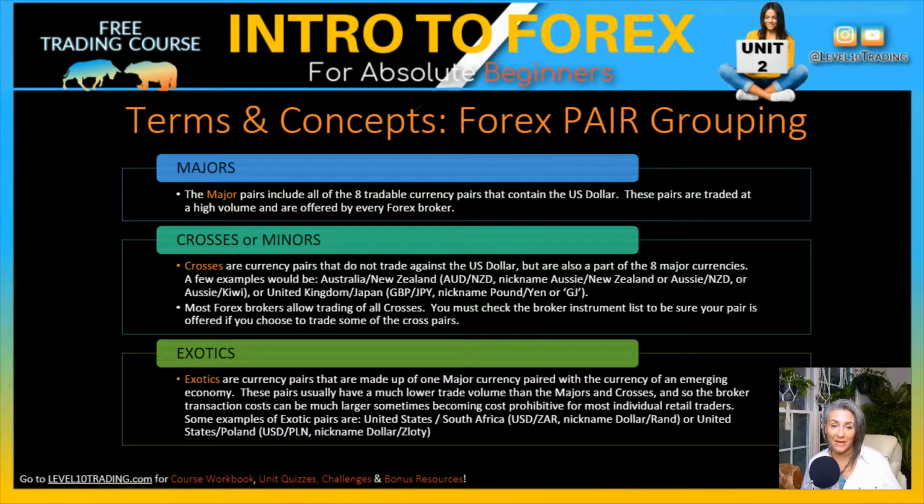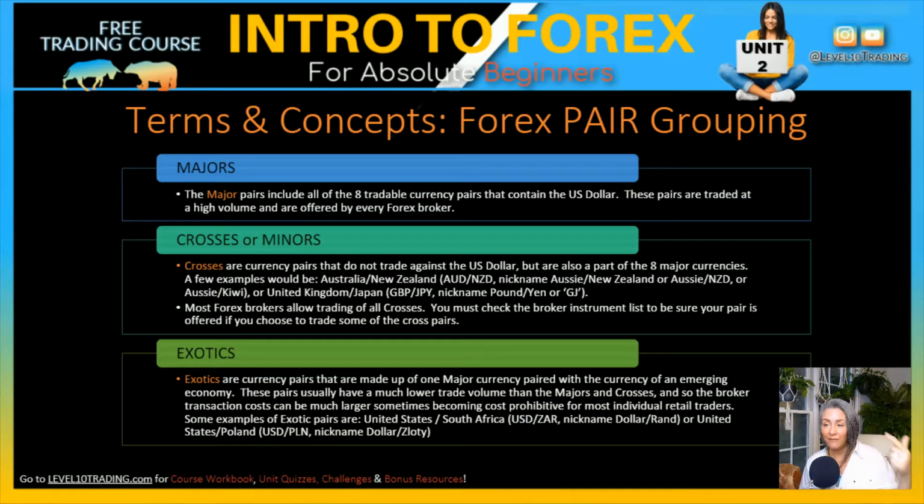Now, the major pairs include all of the 8 tradable currency pairs that contain the US dollar. These pairs are always trading at a high volume, and they are offered by every Forex broker. The crosses are the minors. The crosses are the currency pairs that do not trade against the US dollar, but are also part of the 8 major currencies. 2 examples of this would be the Aussie New Zealand dollar, and then you have the UK Japan, or the pound yen, and all of these currencies that are part of the 8 main worldwide currencies, but the pair does not contain the US dollar.